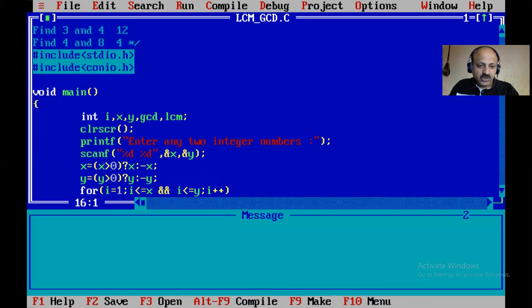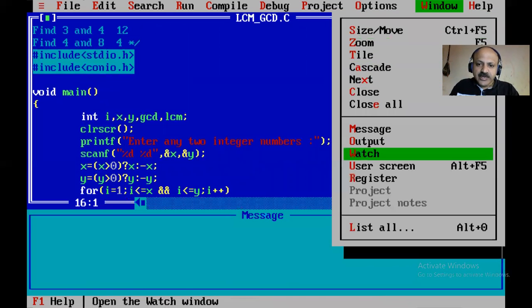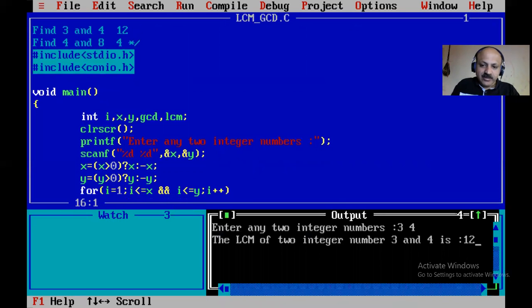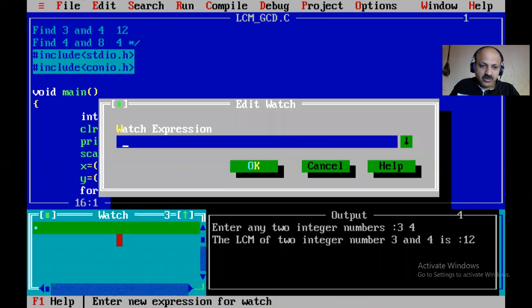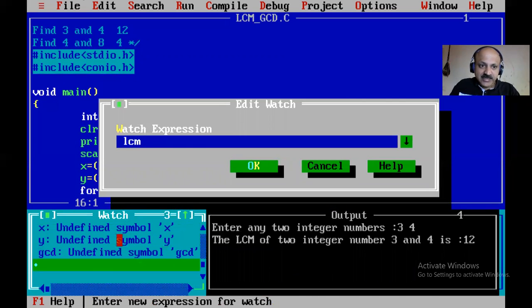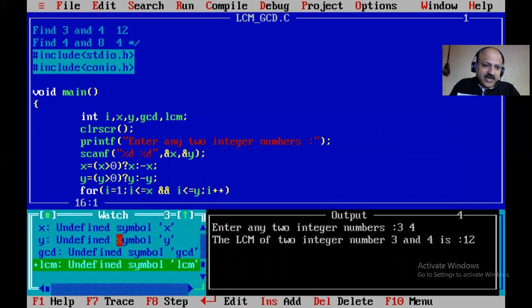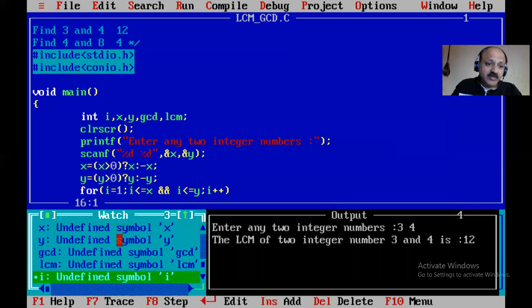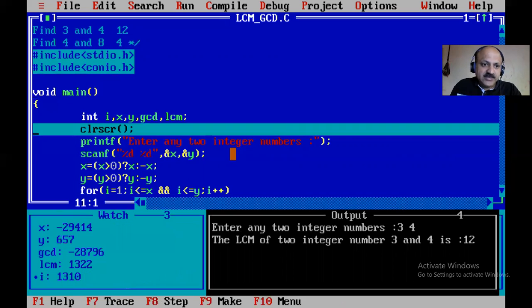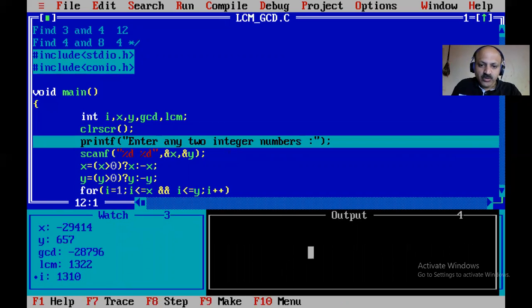I take a watch window. So here I take a watch so you can understand, and an output window, and that is our last output. In the watch window, x, then y, then GCD, then based on that LCM, and i, that is our iteration. So five variables I use in this logic. I press F7 key, that clears the screen. Our output window is blank. Then enter any two integer numbers.